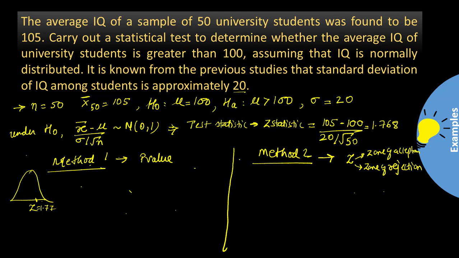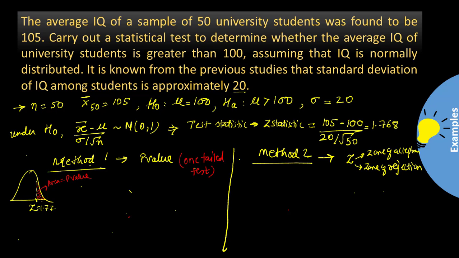Okay, and here, as we have already seen, what is the meaning of p value? P value is the probability of getting a result as extreme as the test statistic. Since this is a one-tailed test, in the one-tailed test, p value is the area of the curve under the single tail. So this area is the p value.